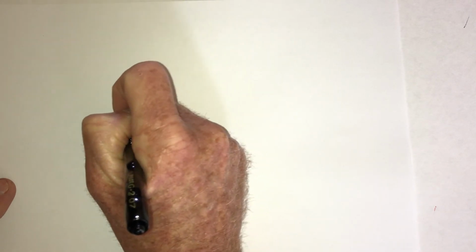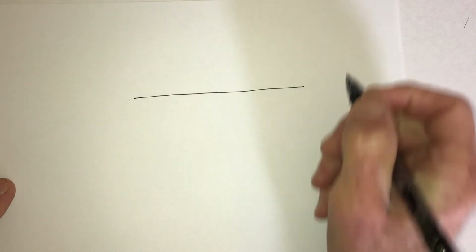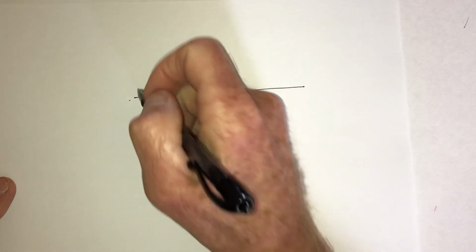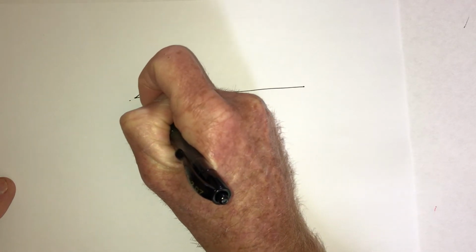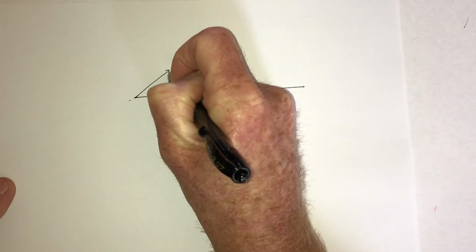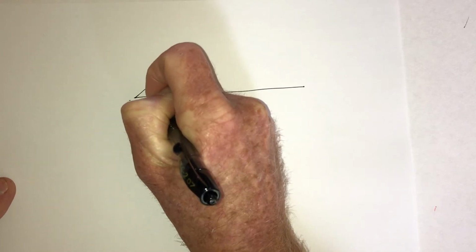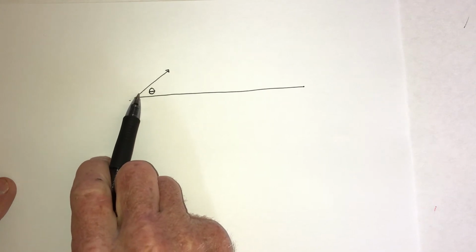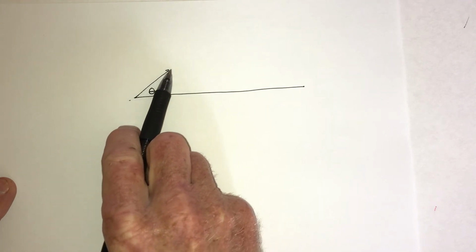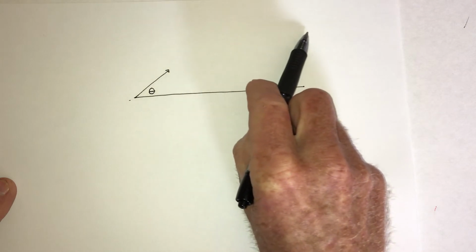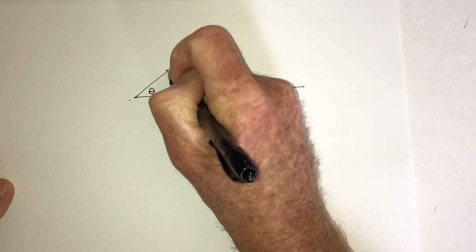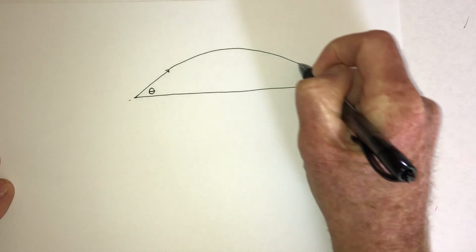So this is going to be the ground. And then suppose that you happen to have a cannon, and you point your cannon like this at an angle of theta. And then you're going to fire a projectile, aka a cannonball, and it's going to go out, and then eventually gravity is going to pull it back down. So it's going to go flying through the air like this.